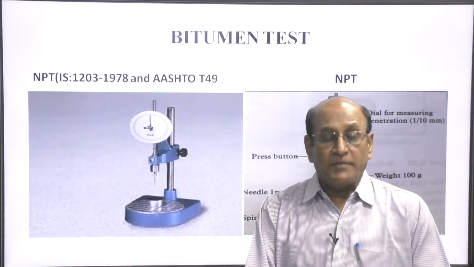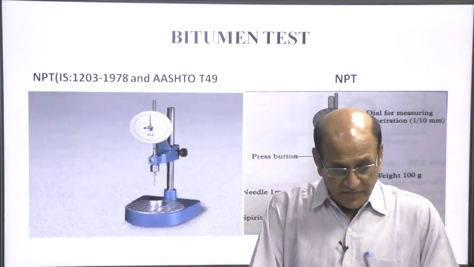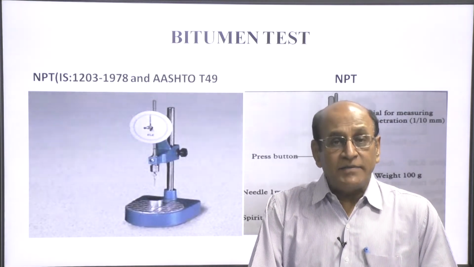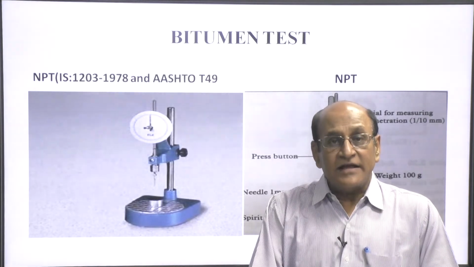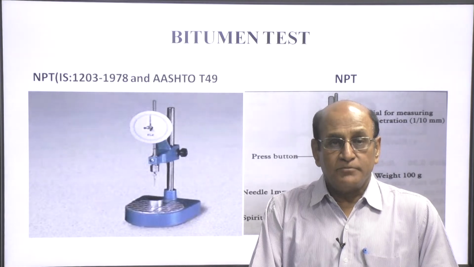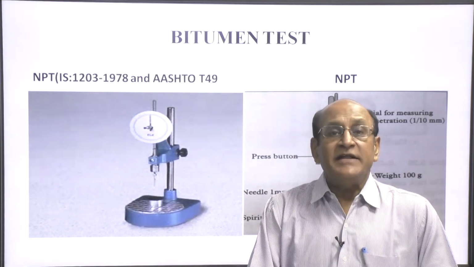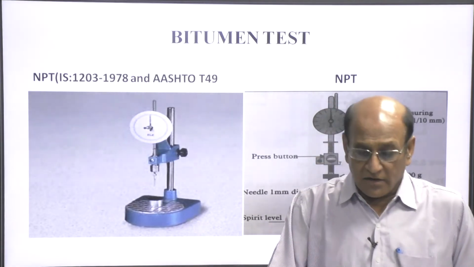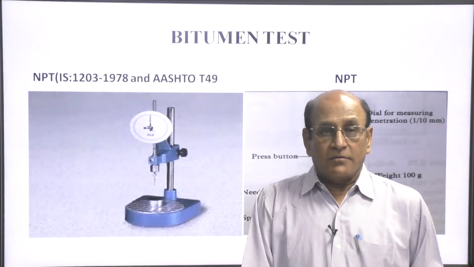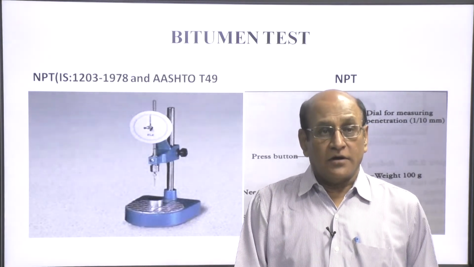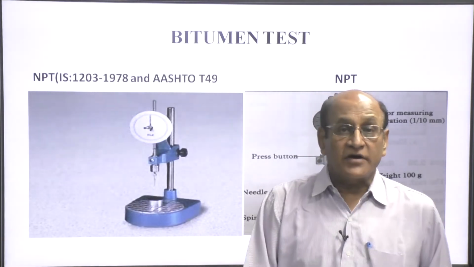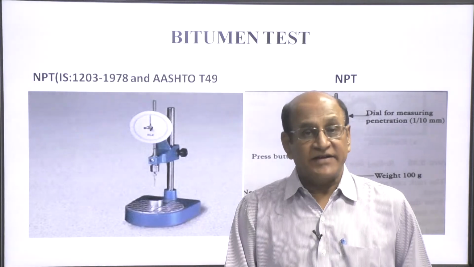This is the needle apparatus for the needle penetration test, and the bitumen is named after the penetration test, like penetration grade 80 by 100, meaning the needle penetration lies between 80 and 100. This test has been carried out and the bitumen named after this penetration value.